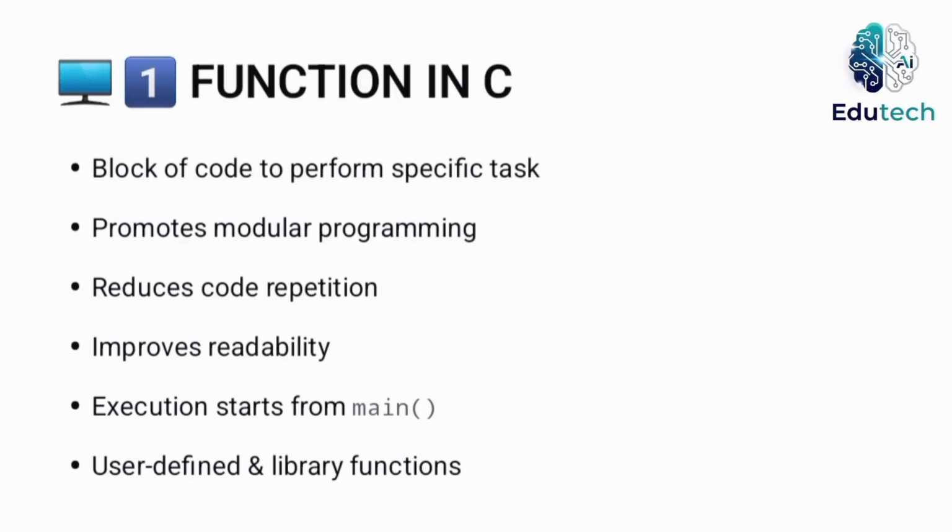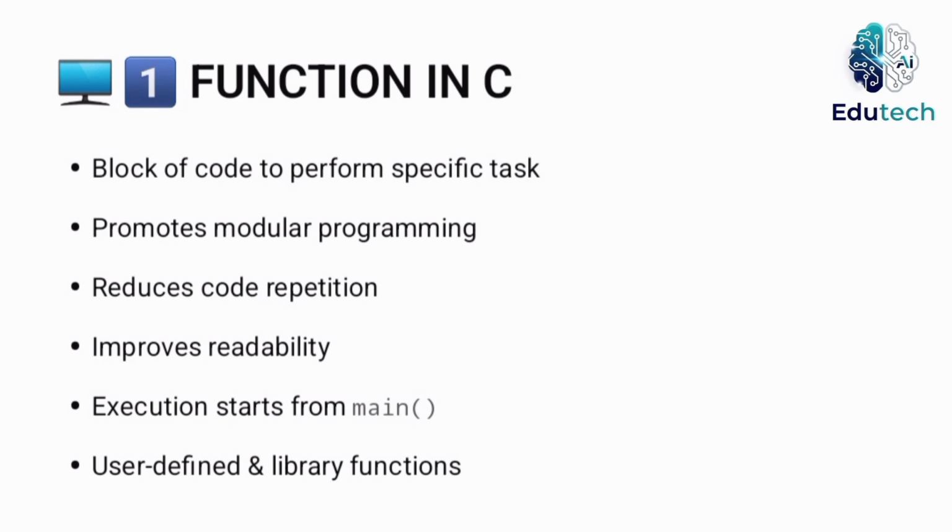What is a function in C? A function in C is a self-contained block of code designed to perform a specific task. It helps in dividing a large program into smaller, manageable parts, thereby improving readability, maintainability, and reusability of code. Functions prevent repetition of code and make debugging easier.